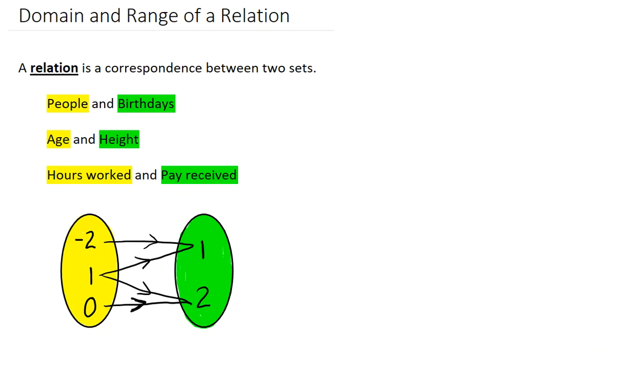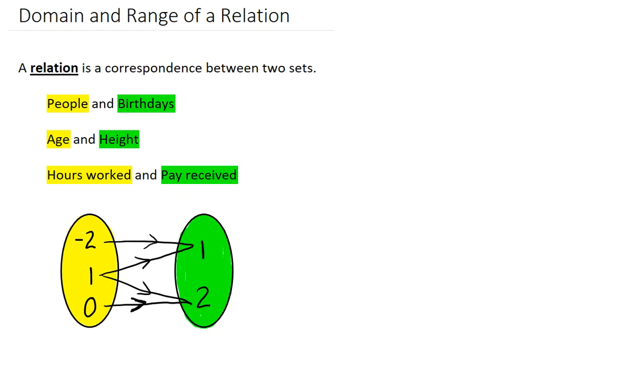So first, let's start with a relation. A relation in math is a correspondence between two sets. So you could have sets of numbers, but a lot of times these numbers come from a real world context, such as people and their birthday. And then you can relate people to their birthday, and that makes a relation. Age and height can be related, and so in math we would call that a relation. And then the hours worked and pay received is another example.